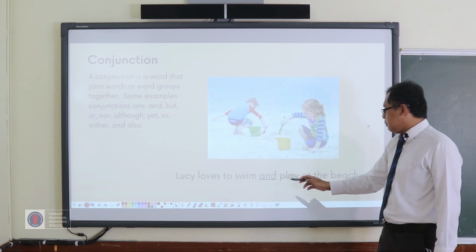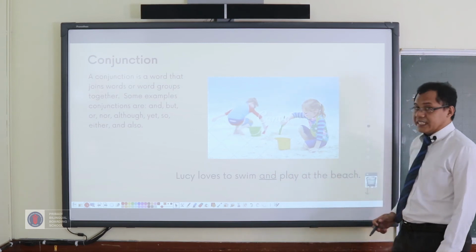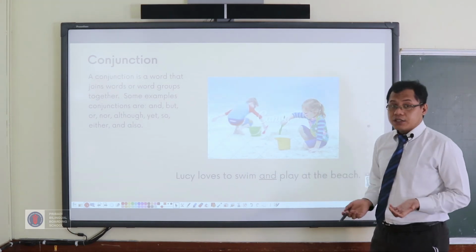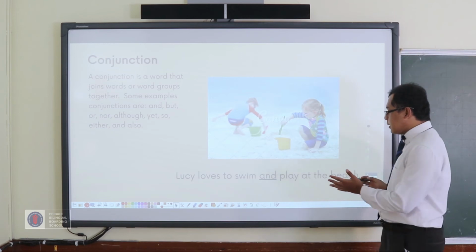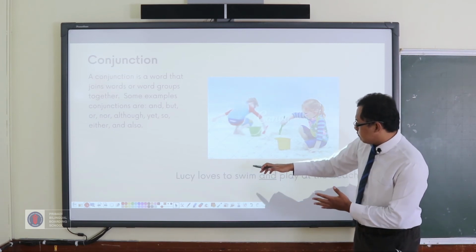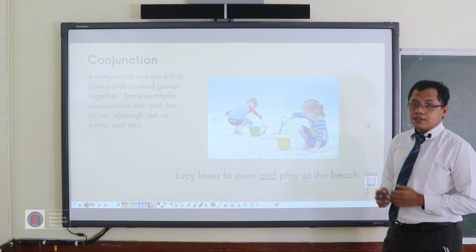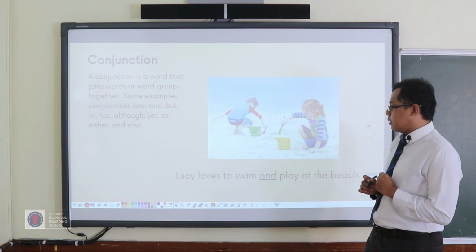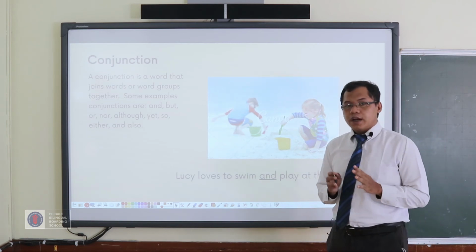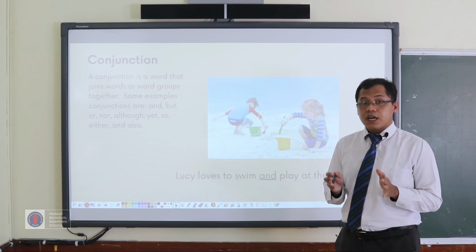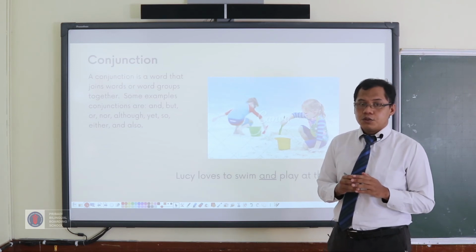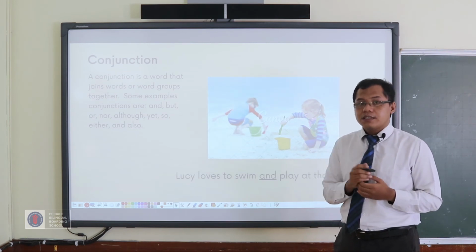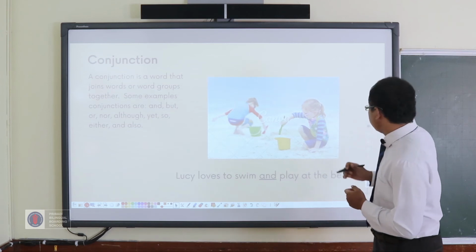Now, let's take a look at the example here. Lucy loves to swim and play at a beach. So, the word and here is the conjunction of the sentence because it joins these two groups of words together. Okay. So I think you can find some other examples of conjunctions at home. Maybe when you do your homework or when you read a text, then you can just circle the conjunctions that you find. Okay.